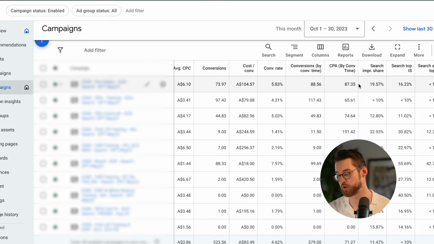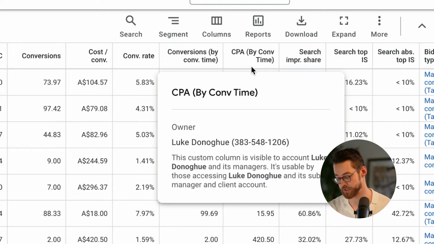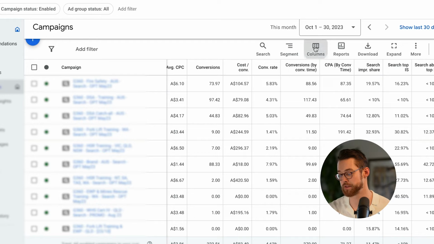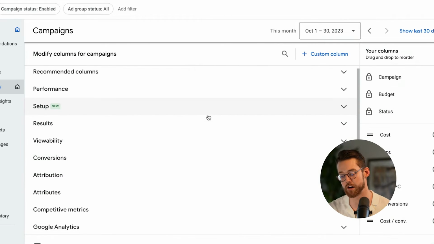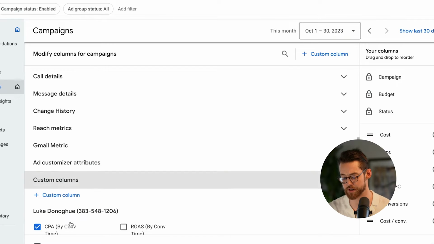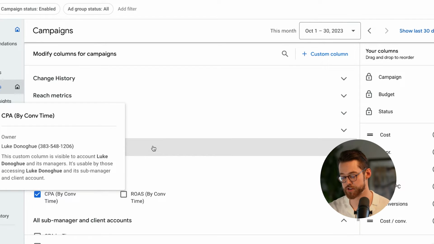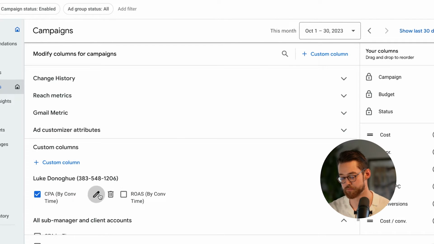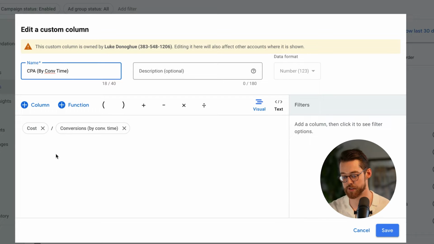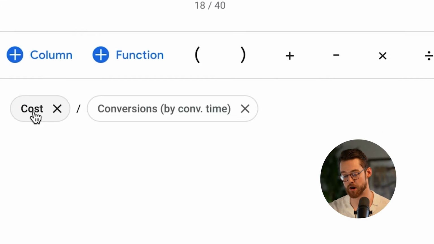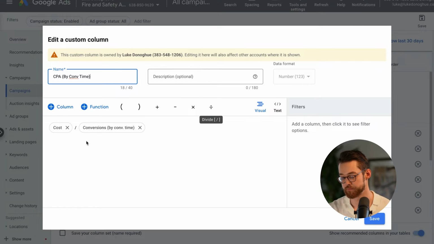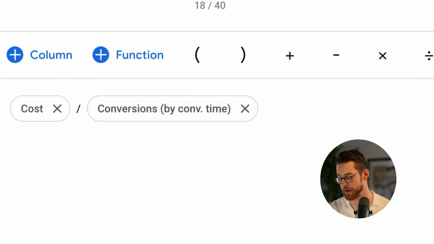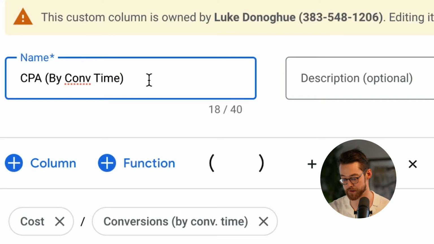So how do you create this CPA by conversion time column? Well, that is very easy. It's actually just a custom setup. If you click on columns here and click on modify columns, and go down to custom columns, and here you can just do create a custom column. I've already created it, so I'll just go into it here. So all you need to do is type in cost divided by conversions by conversion time, and I've named it CPA by conversion time.